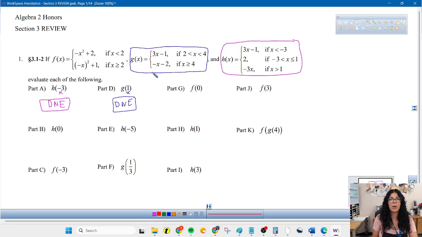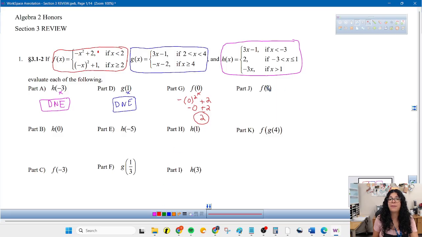Next, I have f of 0. So now I'm going to use the function f over here. And I'm going to plug in the x value of 0. So if I'm plugging in the x value of 0, I have to, again, figure out where does that fall into place. Is 0 less than 2? Yes, 0 is less than 2. So I'm going to be using this first equation here, plugging in 0 for x. So negative 0 squared plus 2, 0 squared is 0, negative 0 plus 2 is 2.